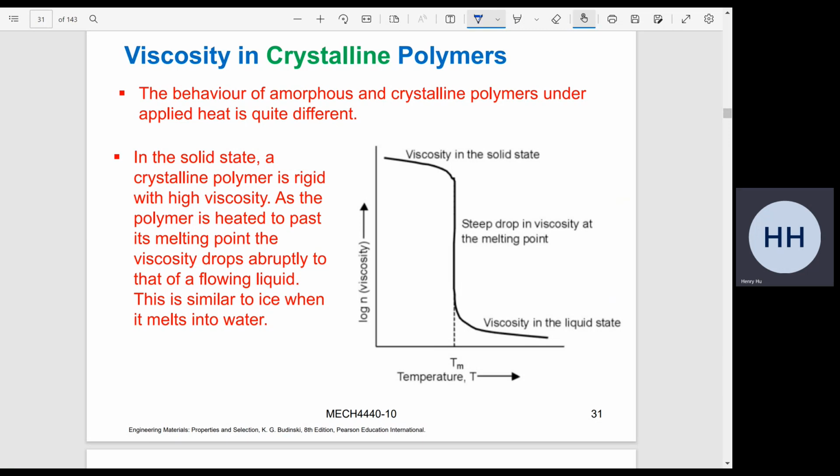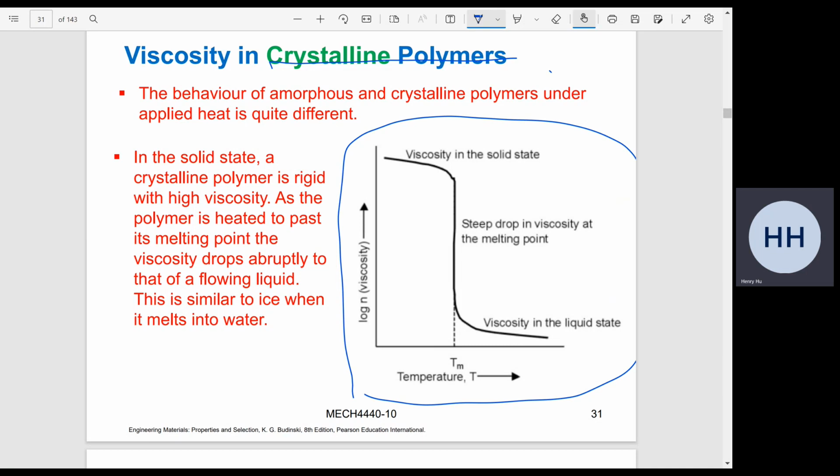So for the crystalline polymer, this graph basically shows you how the viscosity of the polymer changes with the temperature.